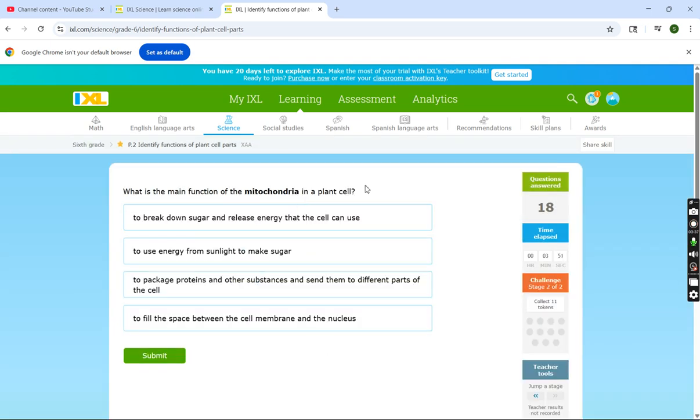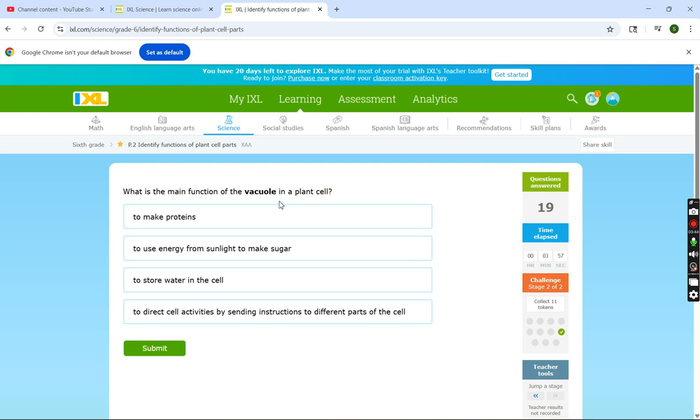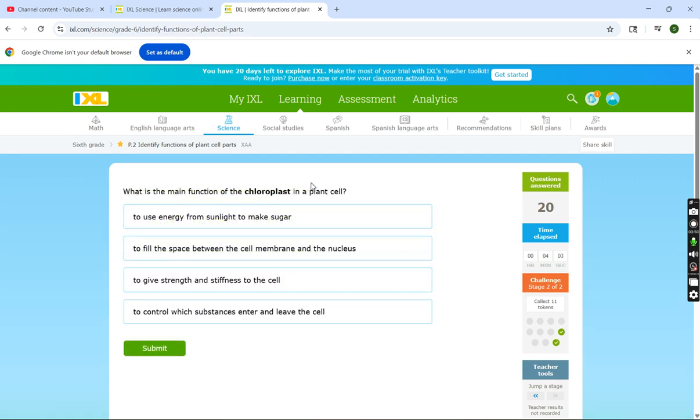What is the main function of mitochondria? To break down sugar and release energy that can be used. Vacuole, what's the main function of that? To store water in the cell. What is the main function of the chloroplast in a plant cell? To use energy.